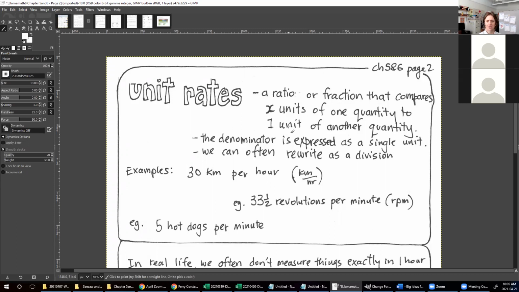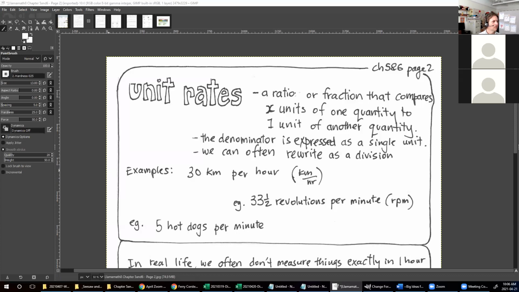You're going to say, what the heck are you talking about? So what I'm going to talk about is things like 30 kilometers per hour. Kilometers and hours don't really mix, but you can put these in. We are traveling 30 kilometers in 1 hour, or per hour. Or on a record player, it's 33.5 revolutions per minute, RPMs, or 5 hot dogs per minute, but you recognize that the last number here is always per 1 hour or per 1 minute. These are things that we see all the time, and we're going to talk a little bit about these and how we can play with them a little bit.